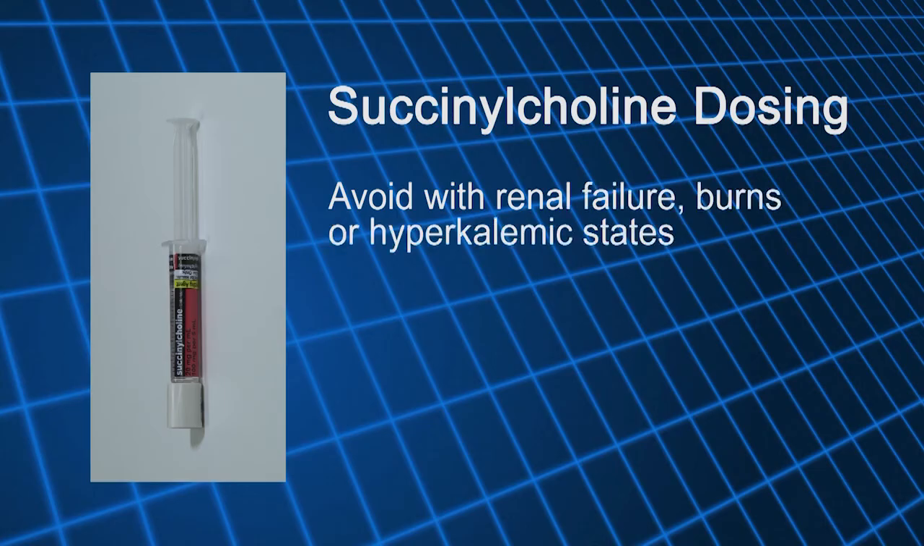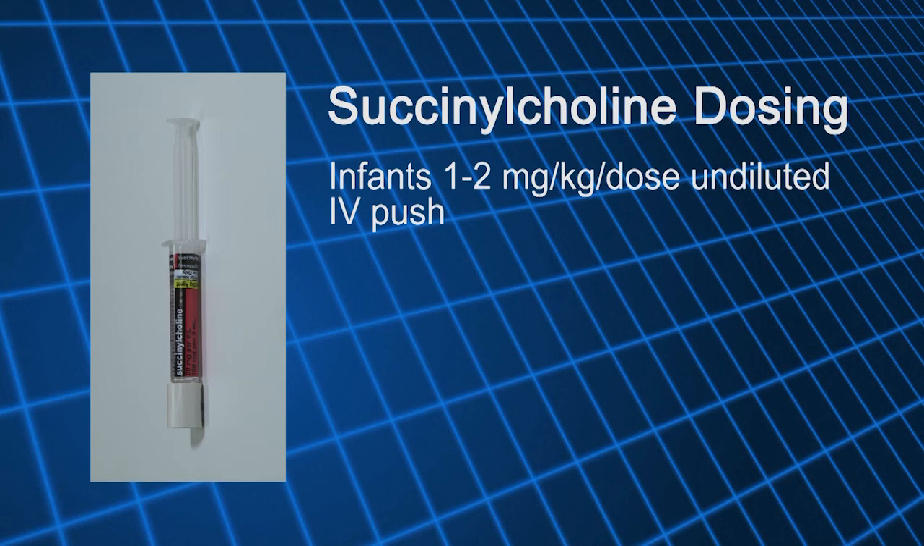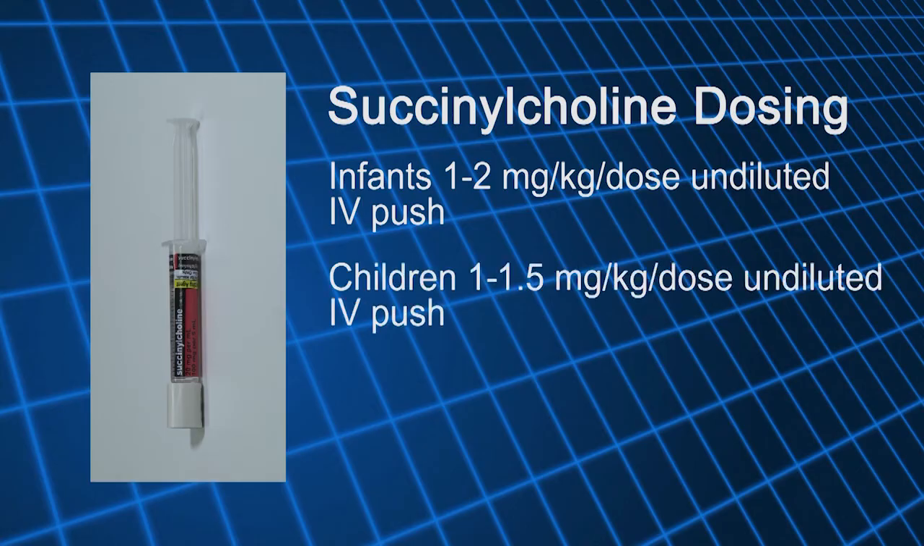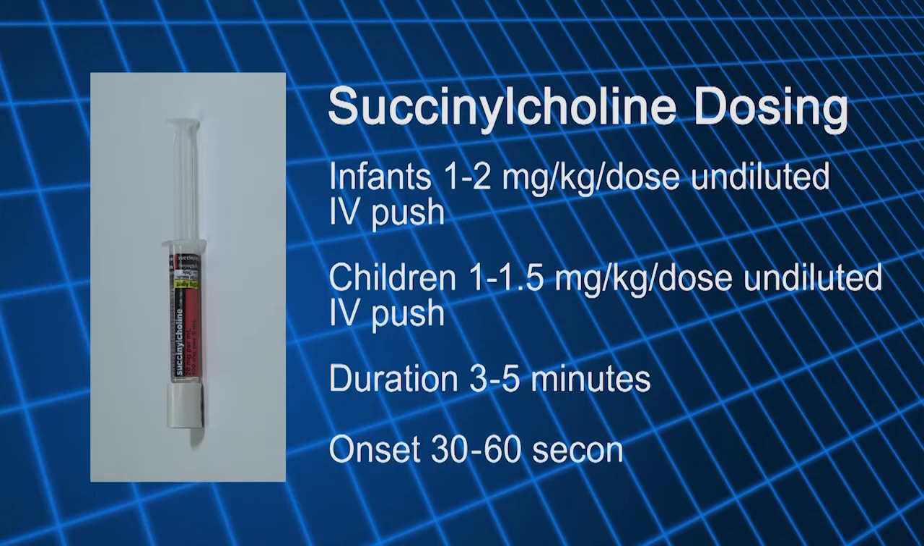Succinylcholine should be avoided in patients with renal failure, burns, or hyperkalemic states. Administering succinylcholine is based on age. Infants should be dosed at 1 milligram to 2 milligrams per kilogram per dose, given undiluted IV push. Children should be dosed 1 to 1.5 milligrams per kilogram per dose, given undiluted IV push. Duration of action is only 3 to 5 minutes. Onset is only 30 to 60 seconds.